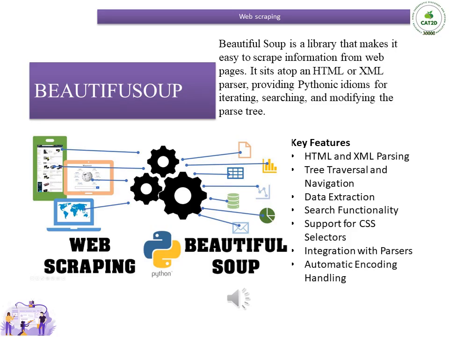The key features of Beautiful Soup: it helps in HTML and XML parsing. It helps in transforming data into tree traversal navigation. It helps in data extraction. It helps in search functionality, support for CSS, integrating with parsers, and automatic encoding.